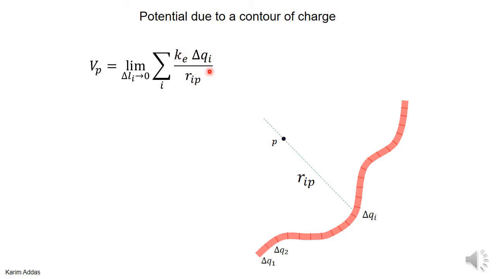So if you sum k delta q over r for each element of length, so this is the ith element of length, it has a charge delta qi, it has a length delta li, and the distance between the element of charge and point P is rip. If we add the potential due to each one of the elements of charge on the contour and we find the potential at point P due to each element and add them, this will give us the total potential. Now this limit of sums can be written as an integral, and so officially we can write it down this way, where here dq is equal to lambda dl.